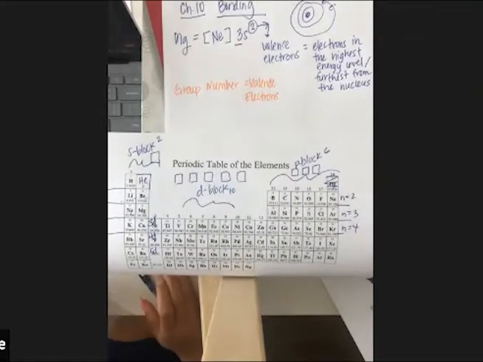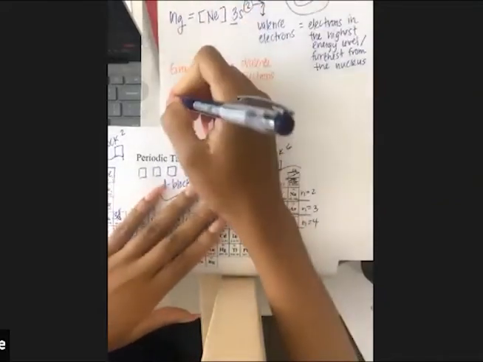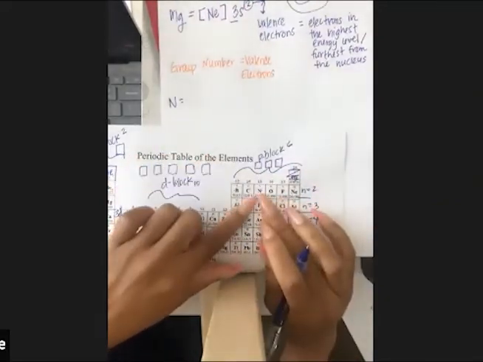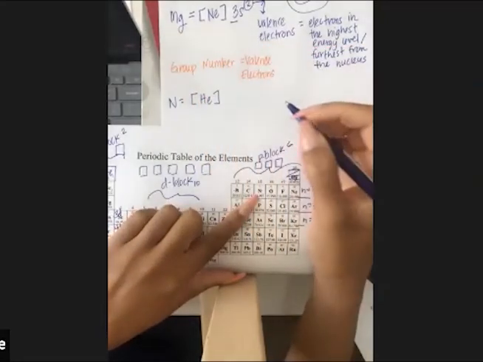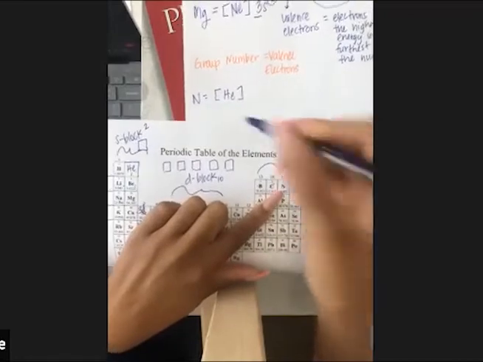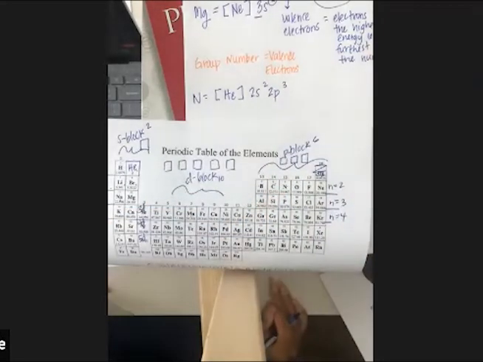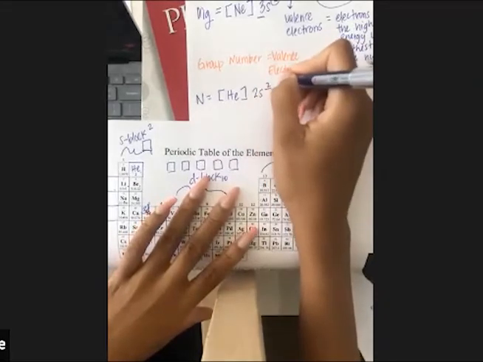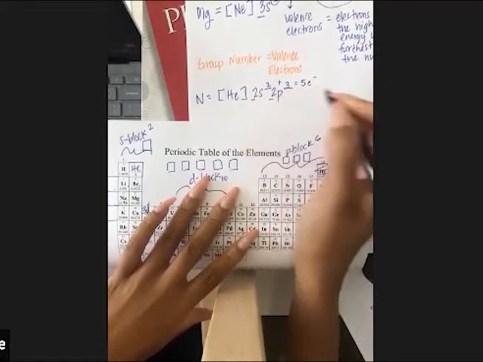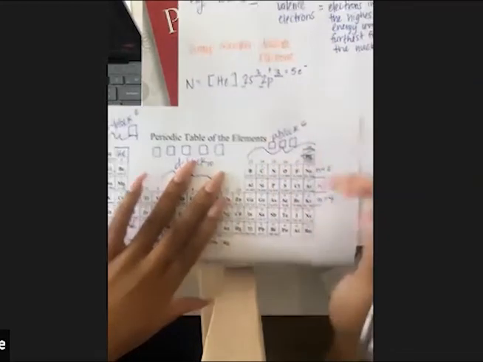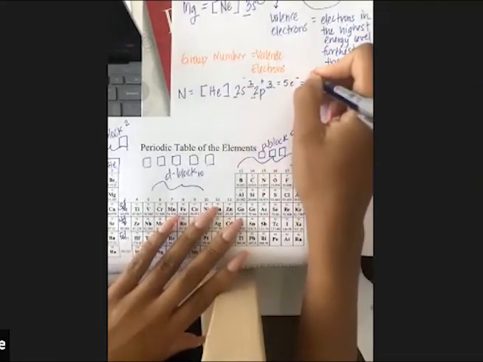Meaning, if we go to, for instance, nitrogen, let's write out nitrogen. For the electron configuration for nitrogen, I go to the noble gas configuration, which is still helium, the noble gas in the row above it. So we say helium, then 2s2, 2p3. So we have 2 plus 3, which is 5 electrons in the higher energy level. The highest energy level for nitrogen is 2. In total, we have 5 electrons. Nitrogen's in group 5, so 5 electrons equals the valence electrons.